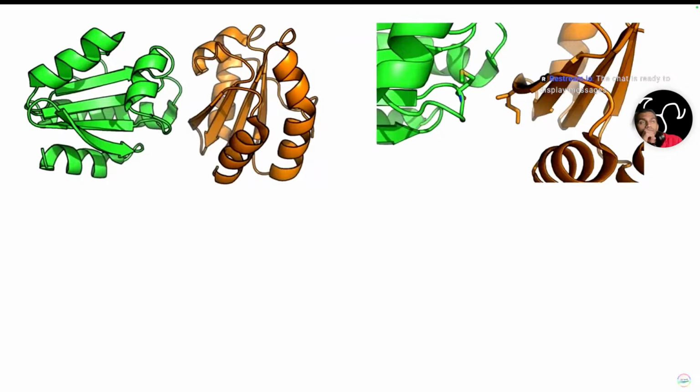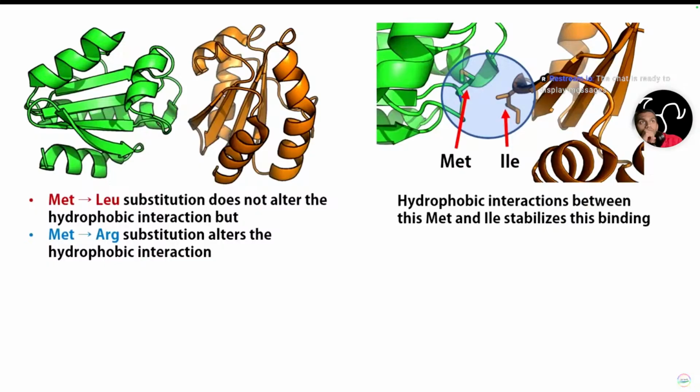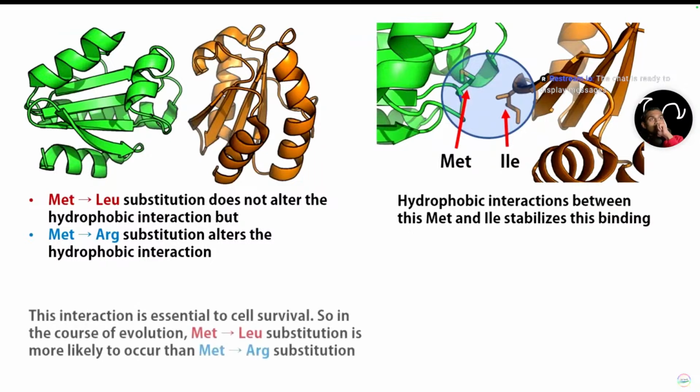Think of a protein complex. Hydrophobic interactions between a methionine and an isoleucine amino acid contribute most of the binding energy. In this case, a methionine to leucine substitution can have a very different impact on fitness compared to a methionine to arginine substitution. Methionine to leucine substitution conserves the hydrophobic interaction because both amino acids are highly hydrophobic in nature. But a methionine to arginine substitution will disrupt this interaction as arginine is charged. This means that to maintain this interaction in the course of evolution, methionine to leucine substitution is more likely to occur than methionine to arginine substitution.